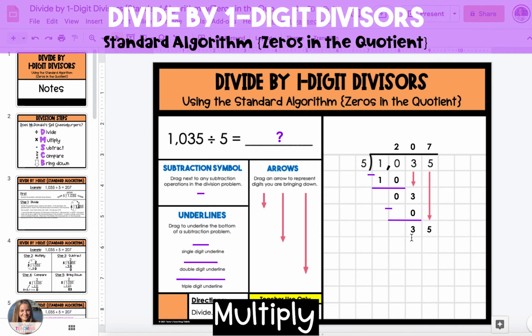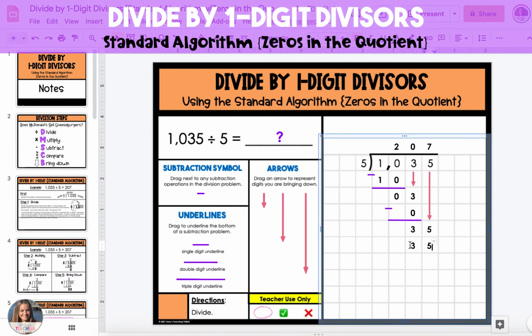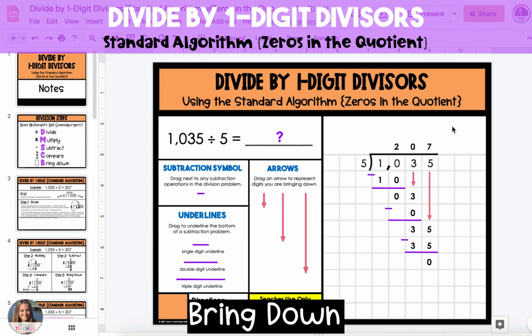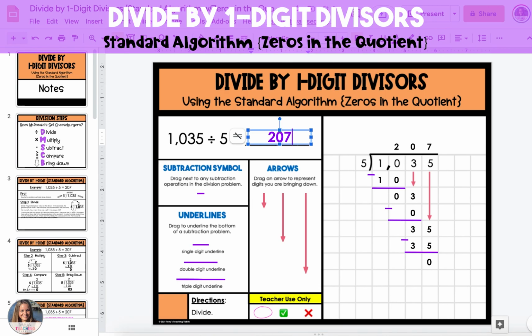Next, multiply the 7 by 5 to get 35. Subtract to get 0. Compare 0 to the divisor. 0 is less than 5, so you've divided it up enough times. And there are no more digits to bring down, so the final answer is 207.